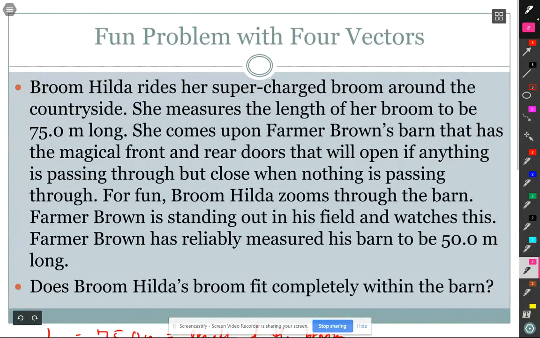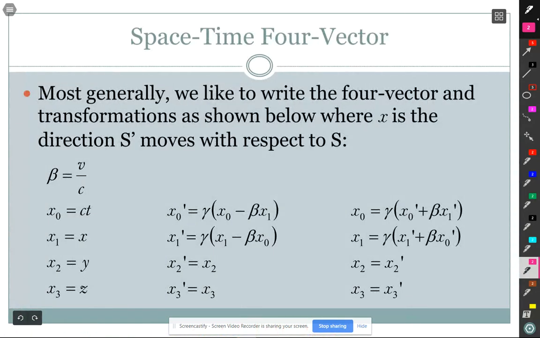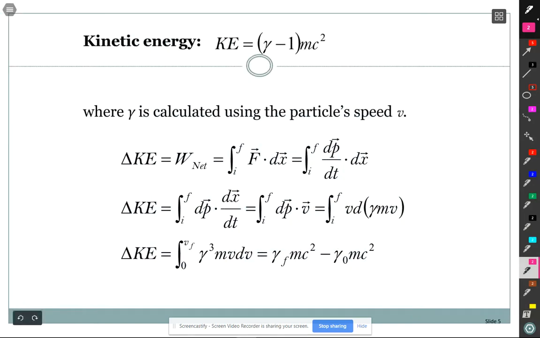All right. Yeah. Okay, I don't know what happened. I was going to go through and do 4-vector calculations on this, but we won't.